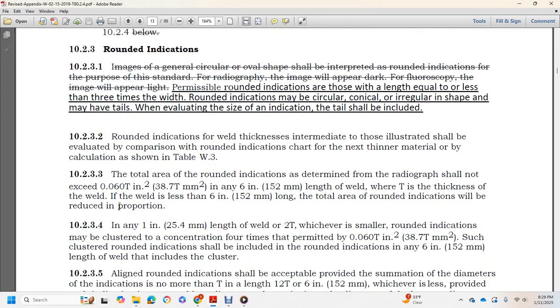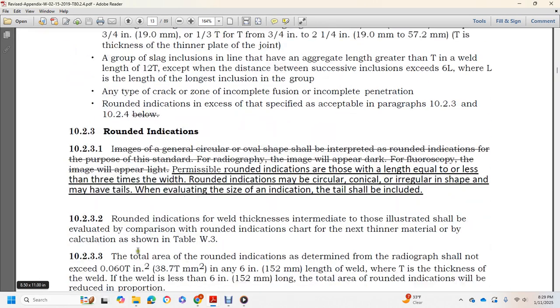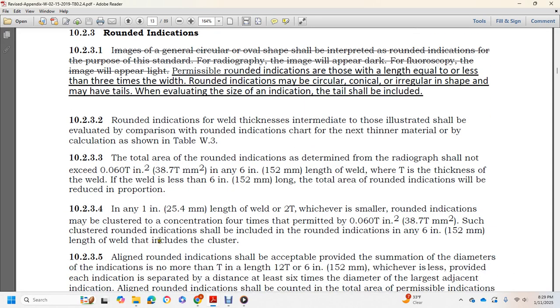Round indications in welds of thickness intermediate to those illustrated shall be evaluated by comparison. Round indication standards for material by calculation are shown in Table W3. The total area of round indications determined from the radiograph shall not exceed 6 thousandths of an inch times T, which is the thickness of the thinner plate of the joint, in any 6-inch length of weld. Where the weld is less than 6 inches long, the total area of round indications will be reduced in proportion.